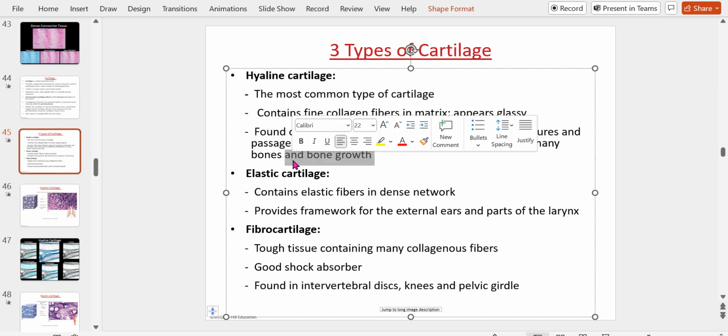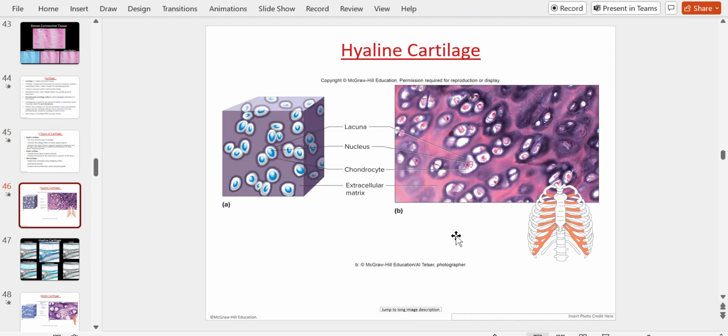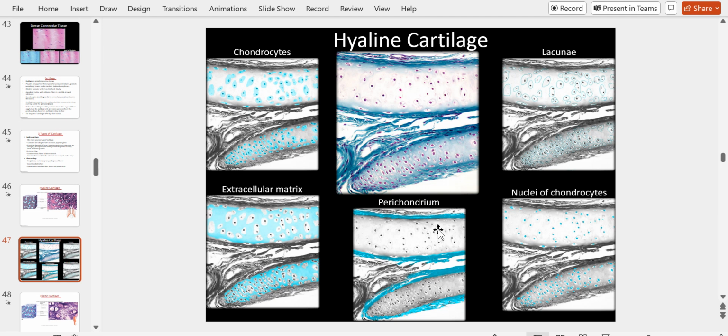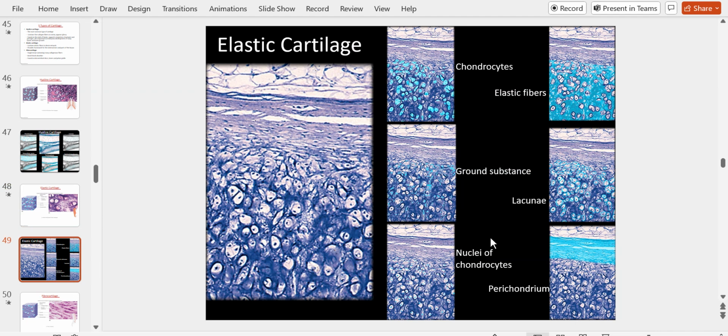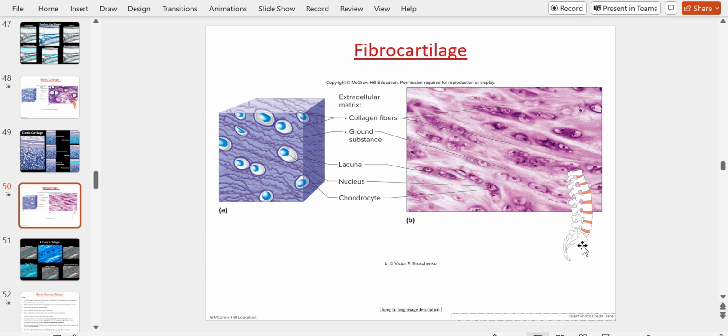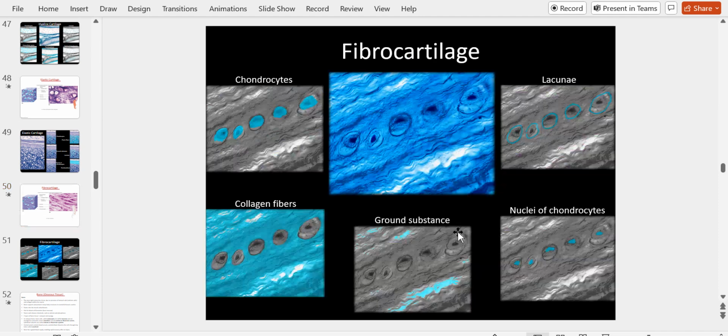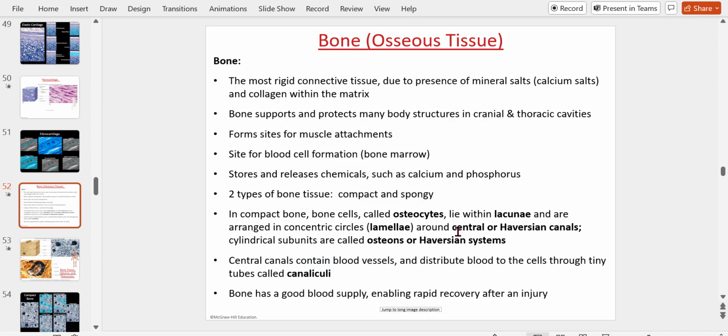Here you're talking bone development, and you'll see what's going on there, for the cartilage of the ribs. Here's your hyaline again. Elastic cartilage here of the ear. And fibrocartilage there of the intervertebral discs. Very different purposes.